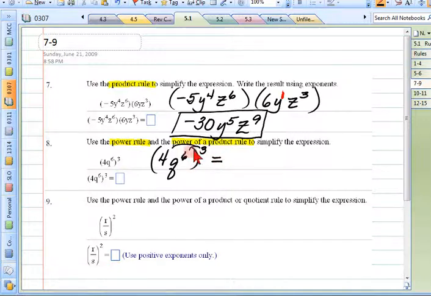What is 4 to the third power? Well, I guess maybe we can find that out in just a minute. 4 to the third power, we're going to figure it out. Q to the what? 6 times 3 is 18. That's me using the power rule. I multiplied the exponents. And now, 4 to the third, 4 times 4 is 16, times 4 is 64, q to the 18th.